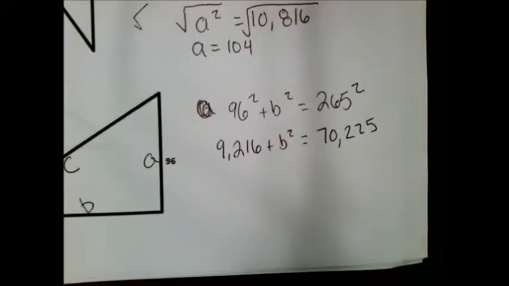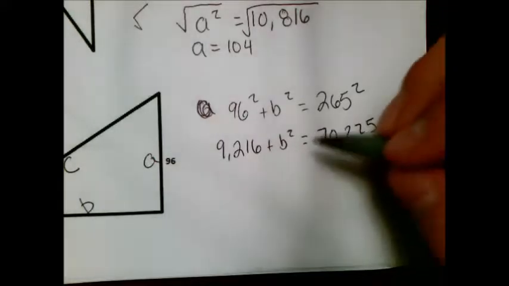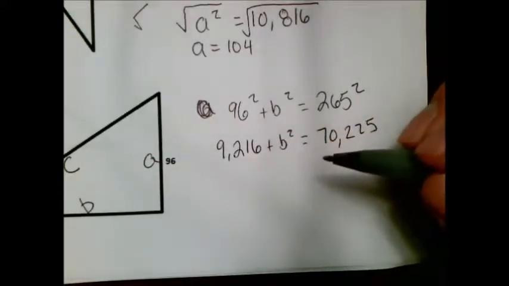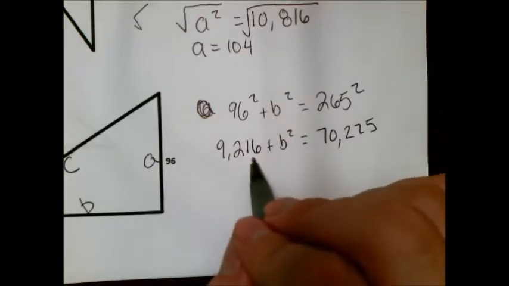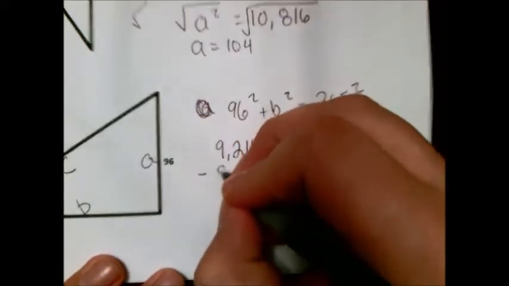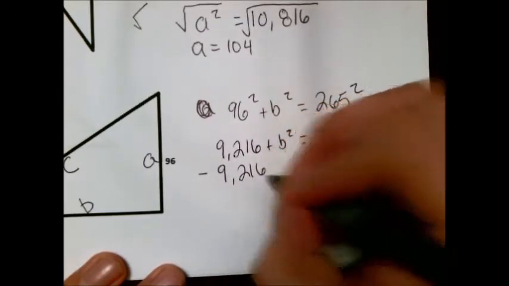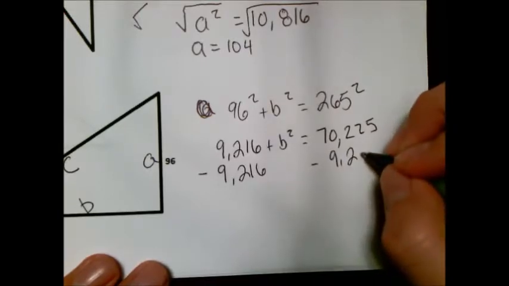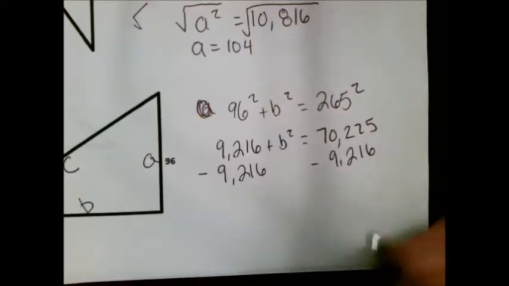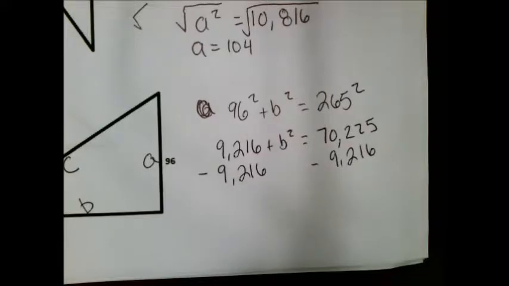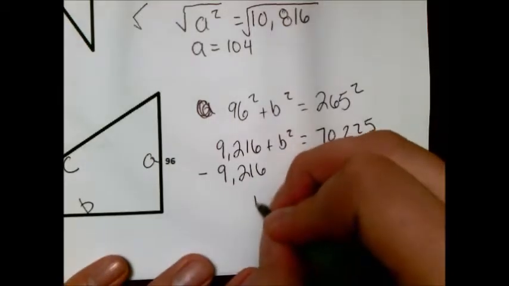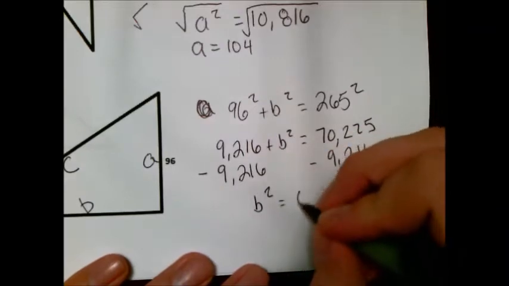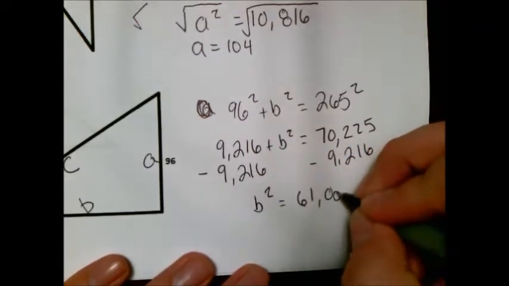Next, we're going to try to get this B squared by itself. Well, how do we do that? We have to subtract. So we're going to subtract 9,216 from both sides. So we take 70,225 and subtract 9,216, and we should get B squared equals 61,009.